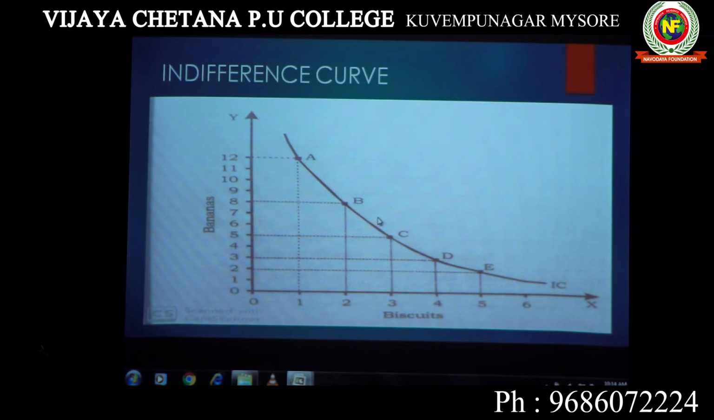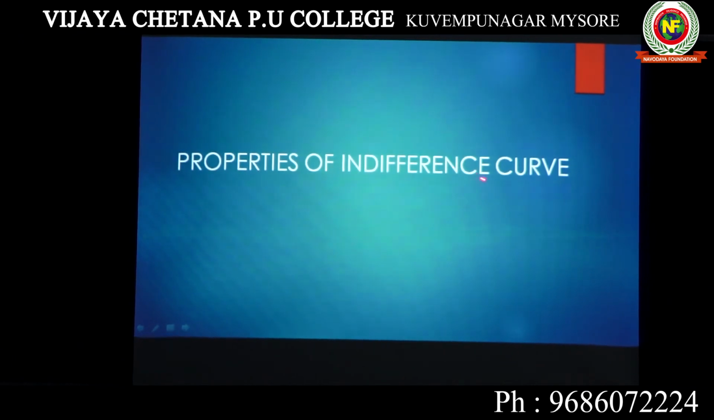Let us go further: properties of indifference curve. Now we will be discussing the properties of indifference curve. What is the meaning of properties? Properties means characteristics, nature. Property means nature of the indifference curve. This is the most important thing in the examination. This will be asked for 6 marks. What are the properties of indifference curve? Let us see the properties.